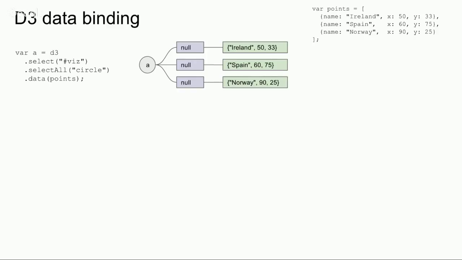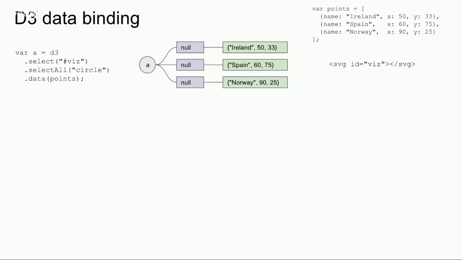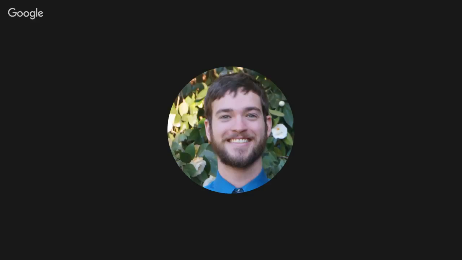I've got selection on the far left. The elements that are currently bound to the data are in the purple boxes, and then on the far right, it's the data themselves. Right now, we actually haven't rendered anything, so we just have the data bound to some placeholder elements. Let's go ahead and fill in those placeholder elements.